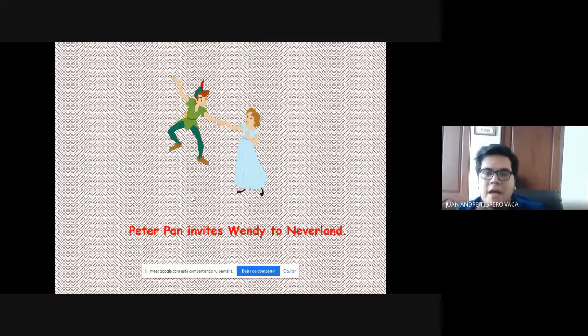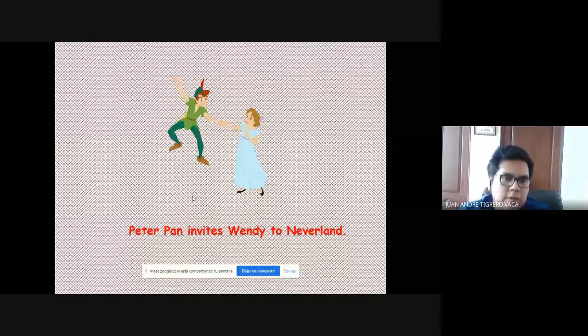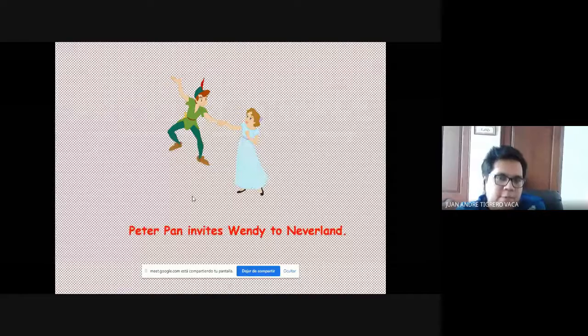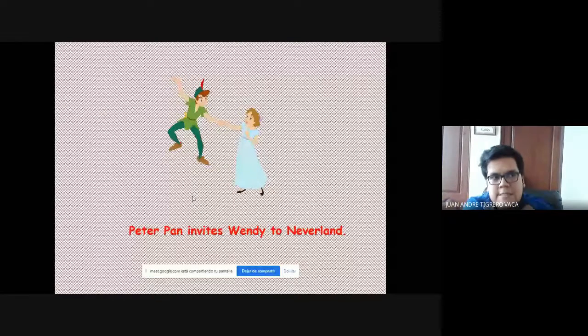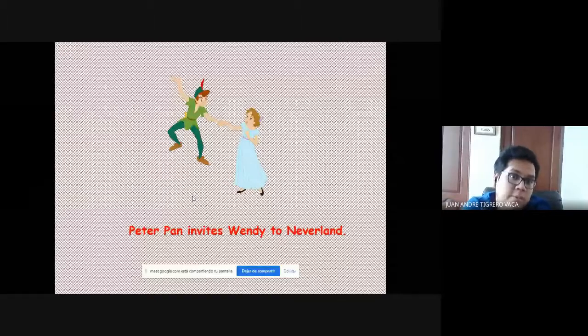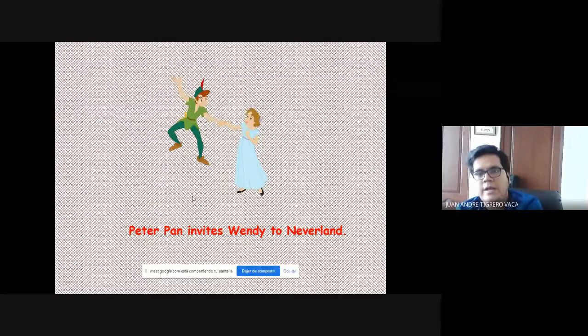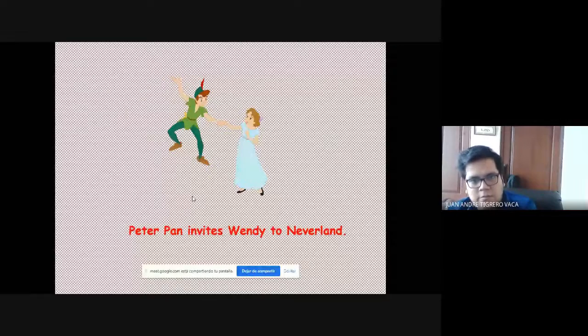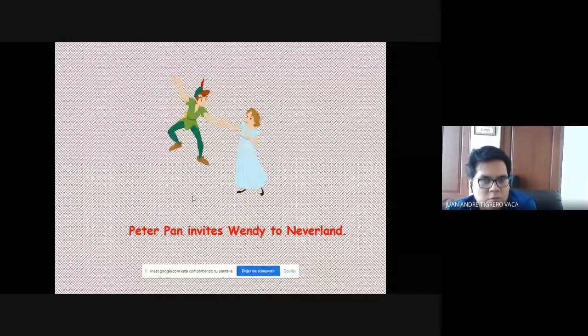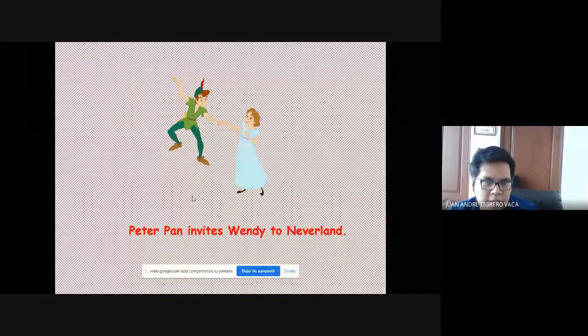All right, here we have one example. This sentence, I know it's a little bit girly and childish, but okay. This example, the first sentence, is the present simple. You see, Peter Pan invites Wendy to Neverland. Nothing to be scared about because this is a present simple sentence. It changes because we are talking about the third person, right? Peter Pan is he. That's why it's invites.